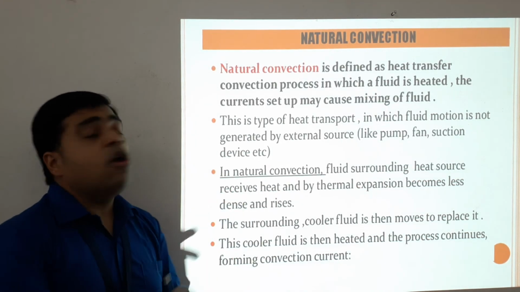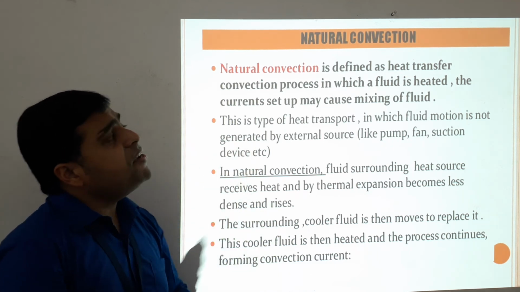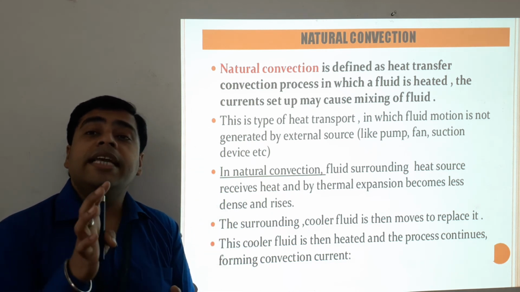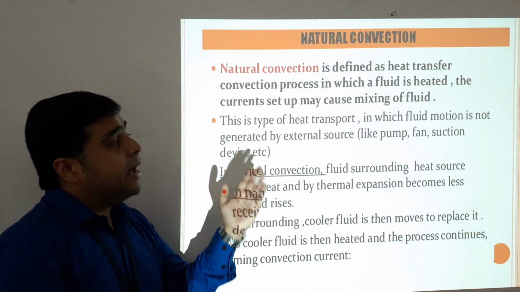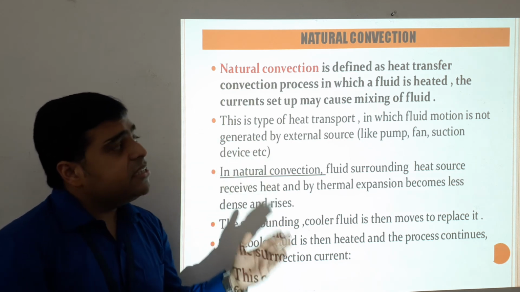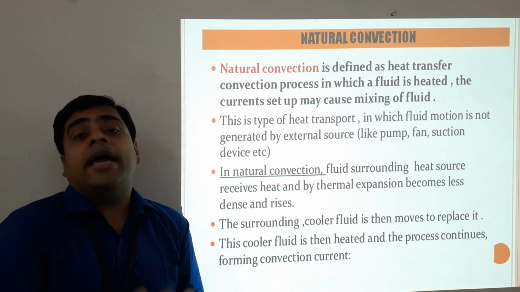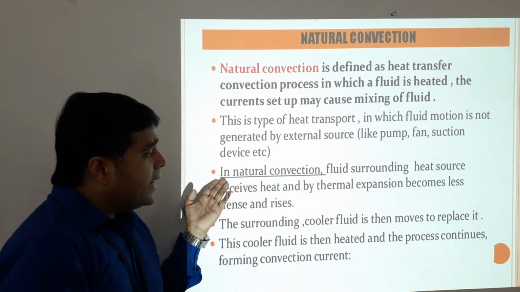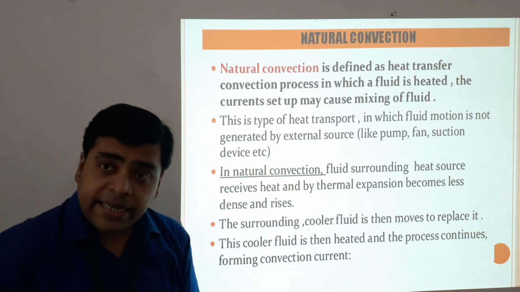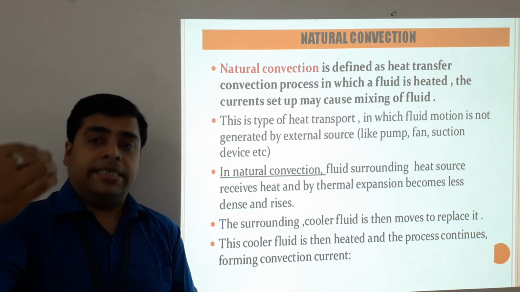Now come to natural convection, which is another form of convection flow of heat. Natural convection is defined as a heat transfer convection process in which a fluid is heated and currents set up, which then cause the mixing of the fluid. In this type of transport, the fluid motion is not generated by any external source like an agitator or a pump. So in natural convection, the fluid surrounding the heat source receives heat, and by thermal expansion it becomes less dense and then rises up.